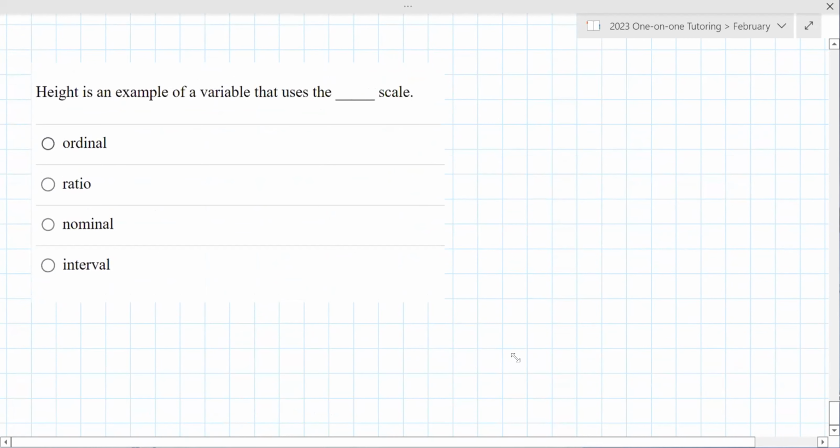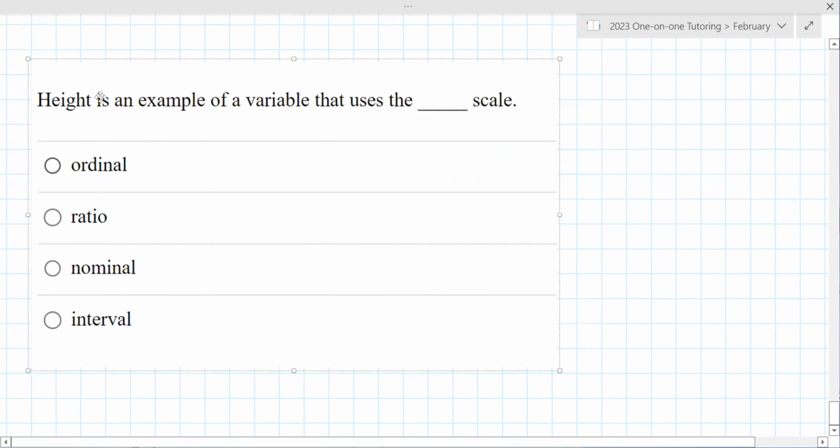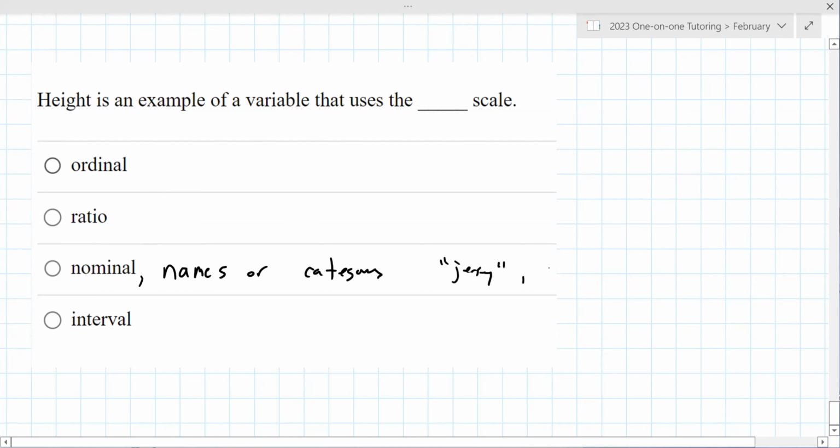Okay, we'll answer this question in a moment here. It says height is an example of a variable that uses the blank scale, but you need to know them all. Okay, so let's talk about the common ones here. So nominal, we've already talked about. You can think of it as names or categories. And we talked about jerseys. We talked about zip codes, which is one that's pretty common. They try to disguise them because you're in college now.